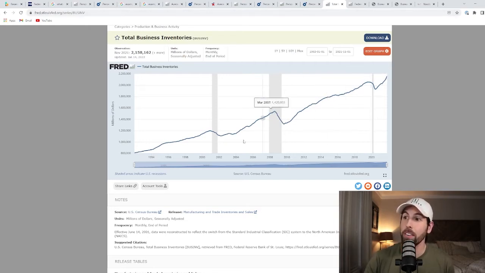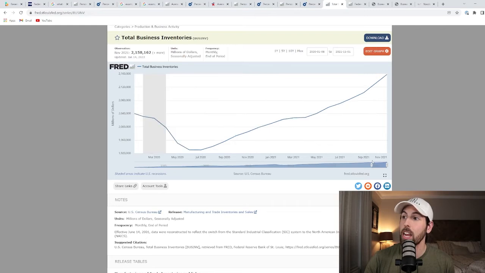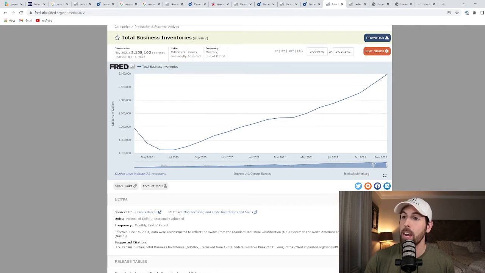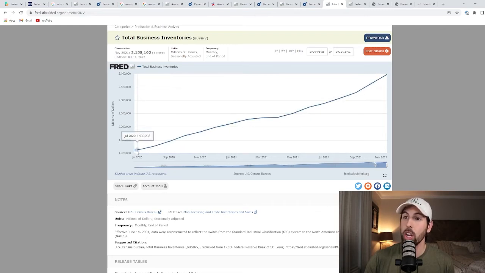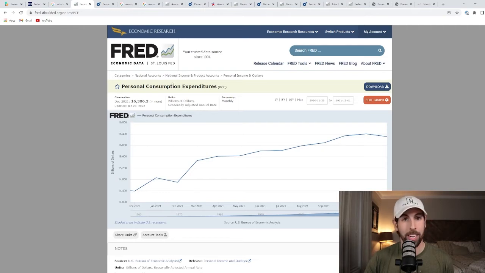Look at the amount that this has increased from July of 2020 to now. That is almost at an exponential curve up. That is an unbelievably sharp increase in total business inventories. Now, total business inventories has gone up. Why? Because let's look at personal consumption expenditures.